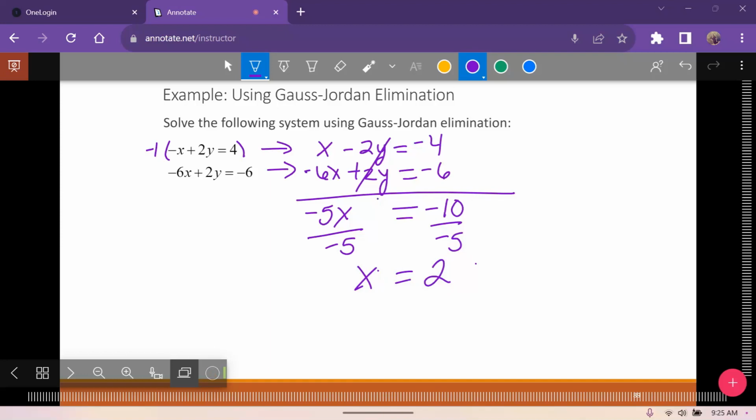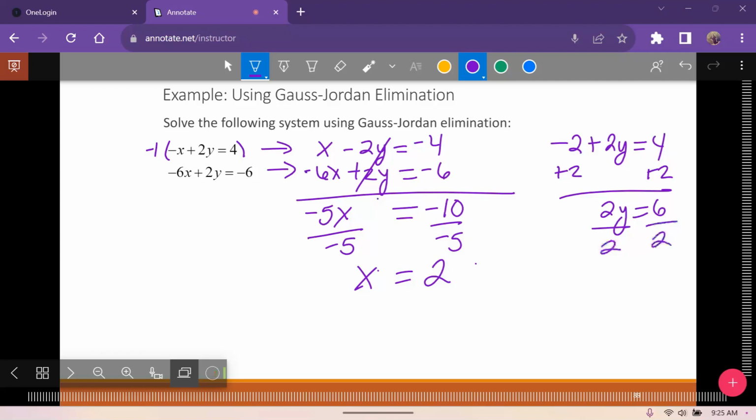Now we can substitute into either of the first equations. I'm just going to do the original equation of -2 plus 2y equals 4. So I can add 2 to both sides, and I get 2y equals 6. Divide by 2 on both sides, and I get y equals 3. So I now have the point (2, 3).